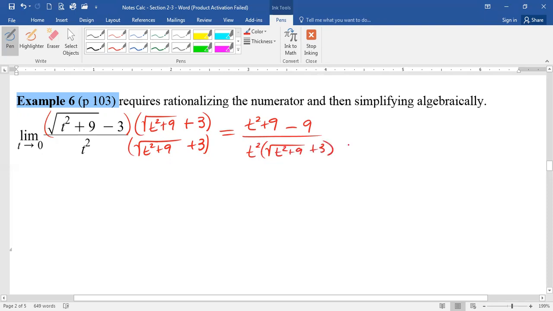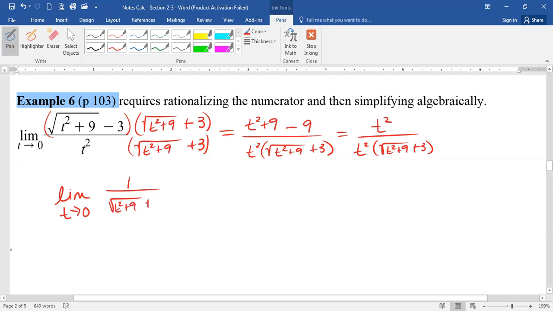Okay. So now on the top, I just have t squared. On the bottom, I have that t squared times this quantity. But what happens to the t squareds? They cancel out. And so I actually have the limit as t approaches 0 of 1 over the square root of t squared plus 9 plus 3.